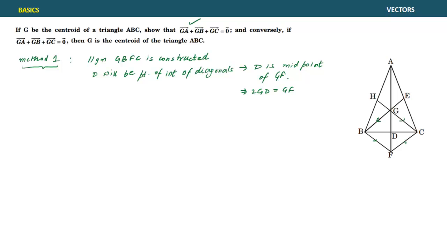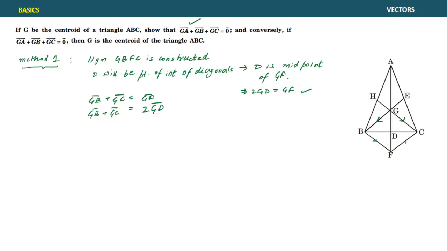So let's assume that I have taken the direction like this, right, for GB and GC. So what is GB vector plus GC vector? If you apply the parallelogram law of addition, and these two are adjacent sides, then the resultant will be their diagonal. So this will be nothing but GF, right? Now you already know the value of GF here. GF is nothing but twice GD vector, right? So GB plus GC is equal to twice GD. This is what you have already obtained.